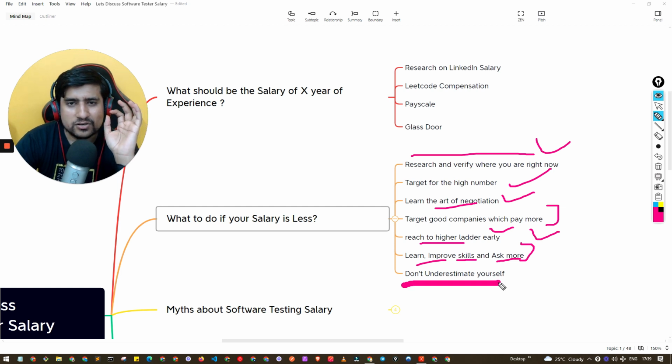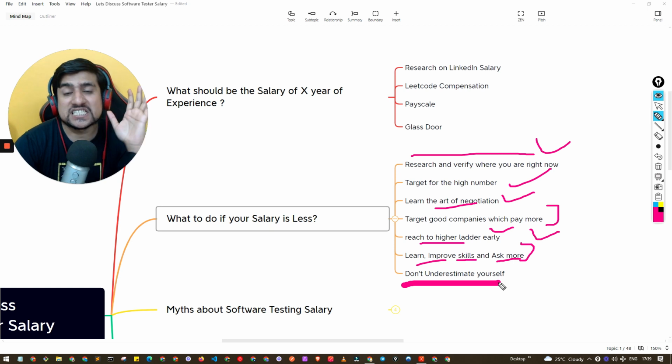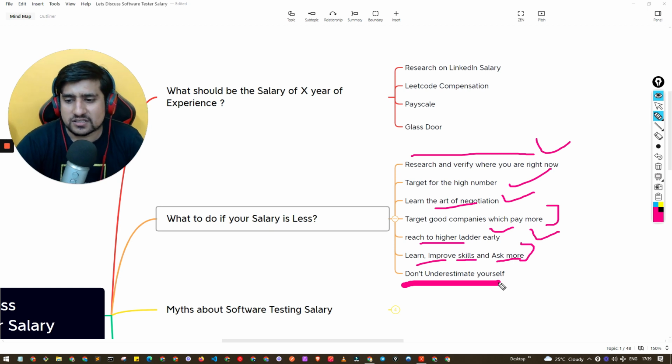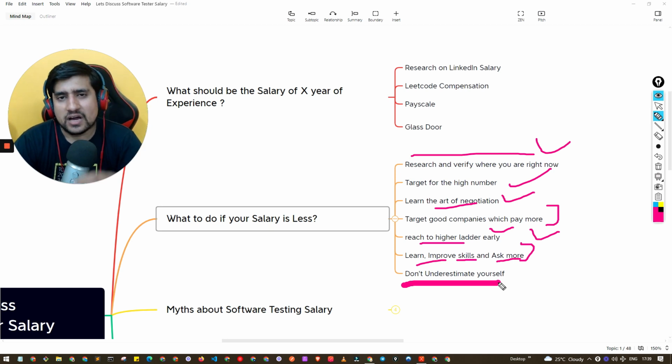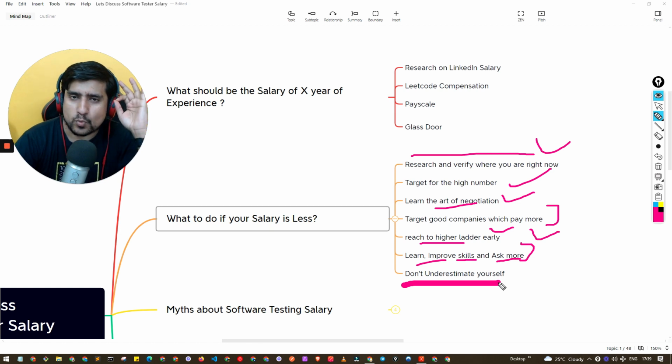Don't underestimate yourself. I think this is where most Indians have a problem. I think most Asians have this kind of problem, where they underestimate themselves and go for a lower package. Don't do that. Target product-based companies. You can go with a service company also, I'm not against it, but I'm telling you, target good companies with higher packages. This is the most important thing, and you should also research the work culture.